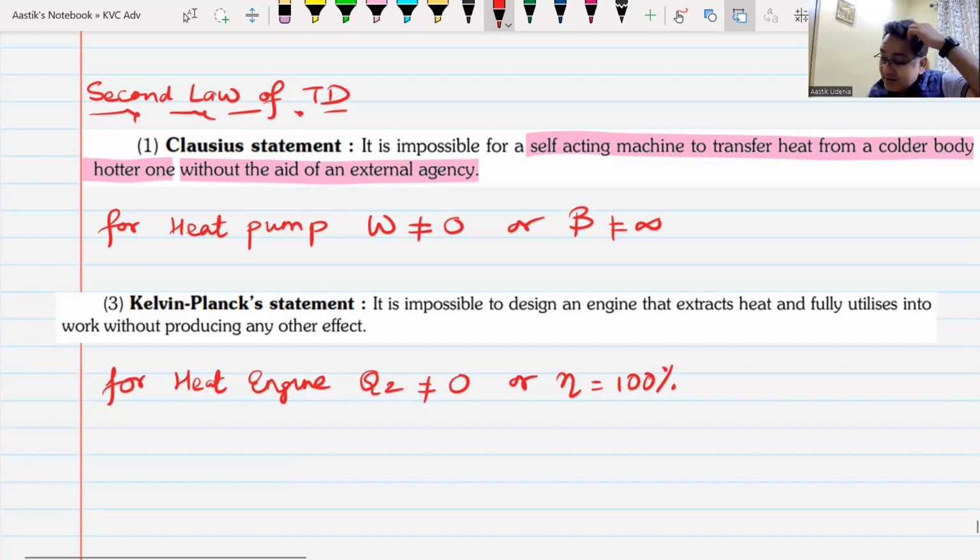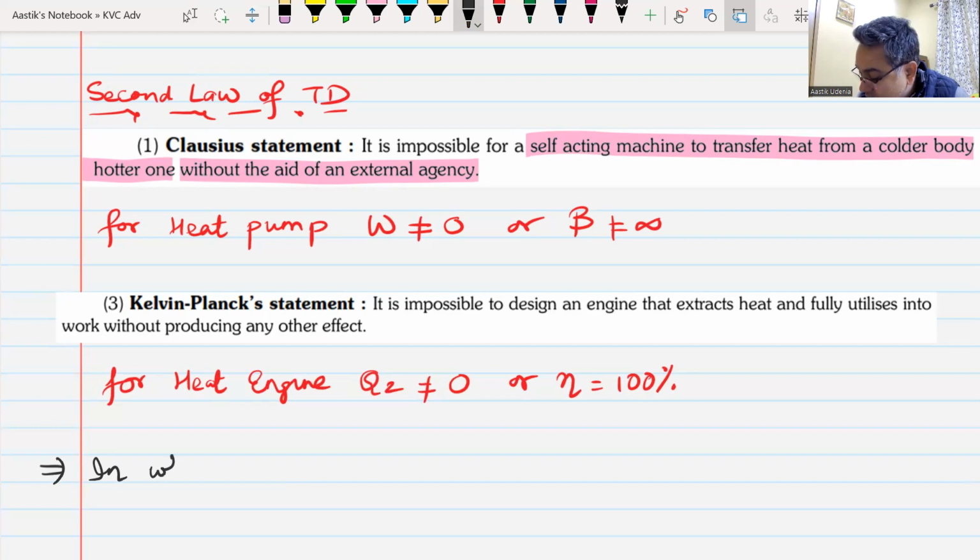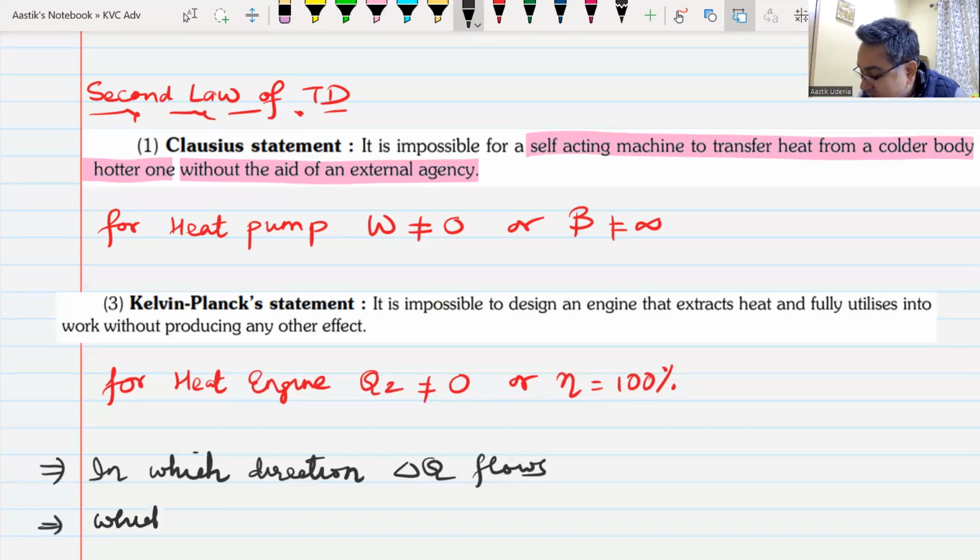So basically, the second law of thermodynamics tells us in which direction heat flows. It only flows from where to where? High to low. Or the second law of thermodynamics tells us which process is possible and which process is impossible. Do we understand this? Yes, sir.